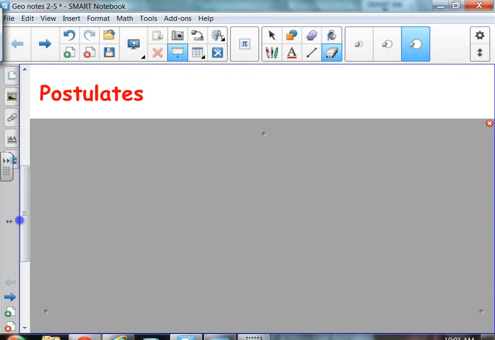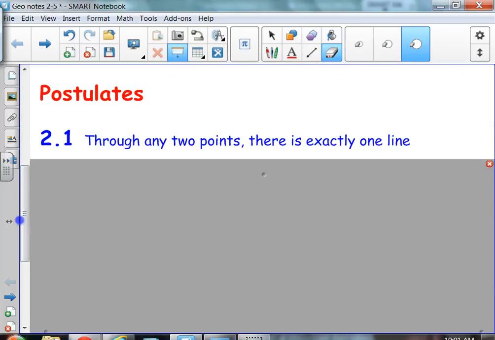All right, these notes, once again, they'll be shared with you, so if you miss something, you can always go online, look at it, and then write it down. So we have postulates. Postulates are kind of like theorems. So you can quote a postulate in order to prove something. So postulate 2.1 says through any 2 points, there is exactly one line.